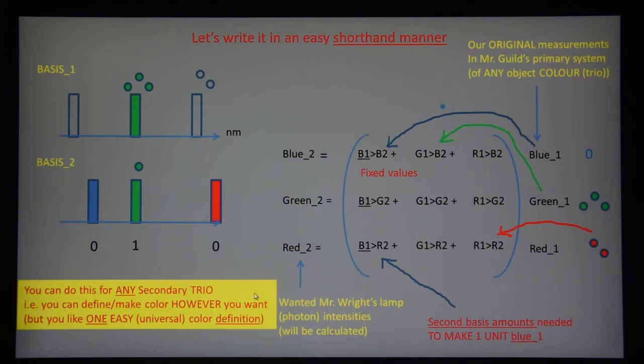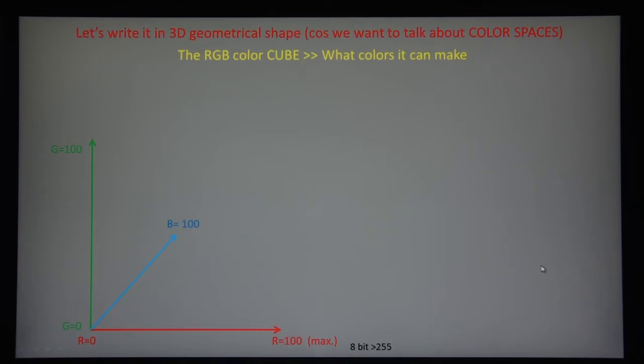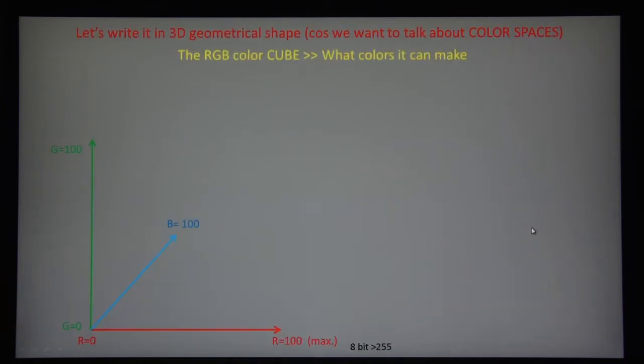You can do this for any secondary trio. So we can define color however we want with 3 numbers. That's great. Otherwise we would have a very difficult story, but now it's still not easy, but easier. So any 3 numbers. This is called matrixing because people who had mathematics know this is a matrix. And actually if you talk about cameras and they have the matrix inside, then you're thinking of this kind of thing.